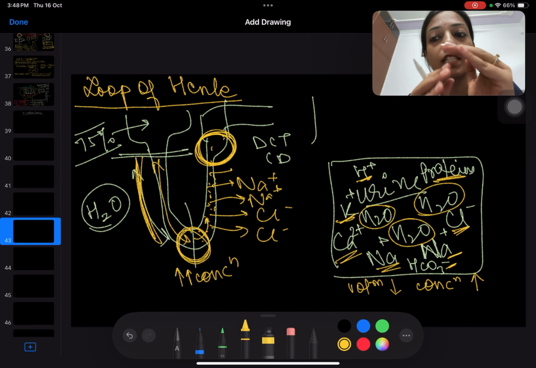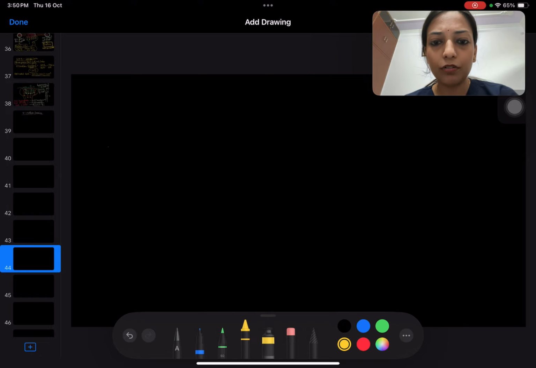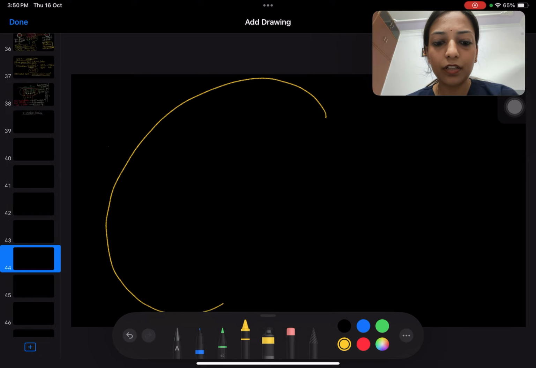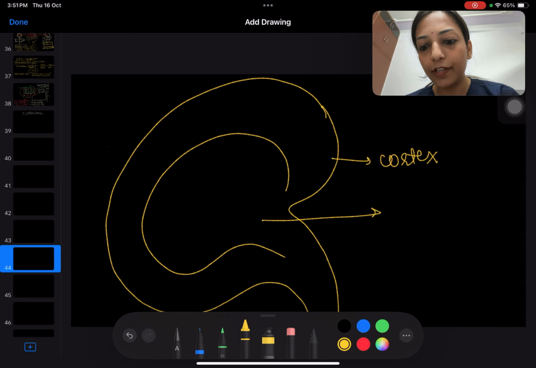This is the cortex. This is the medulla. Just imagine, everything is about imagination right now. In the cortex, what is going to be there? Please imagine. Do I make it larger? Wait, I'll make it larger. Let's be able to understand it today, right? This is the kidney. Okay. This is the cortex. This is the medulla. This is the cortex. This is the medulla.